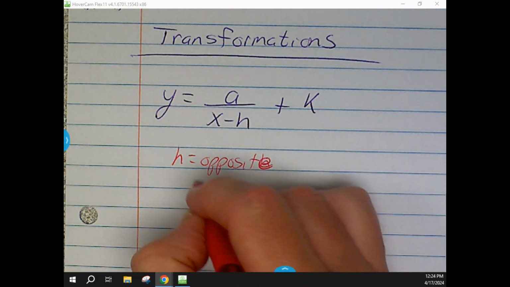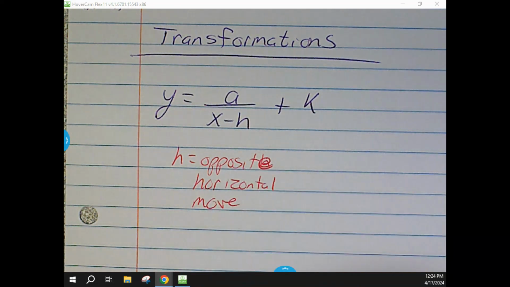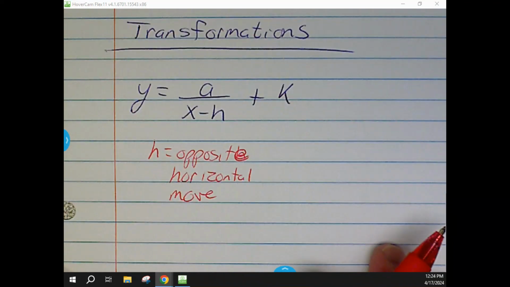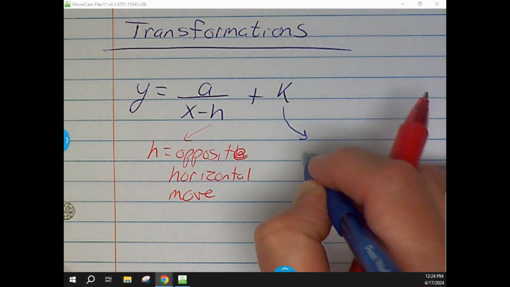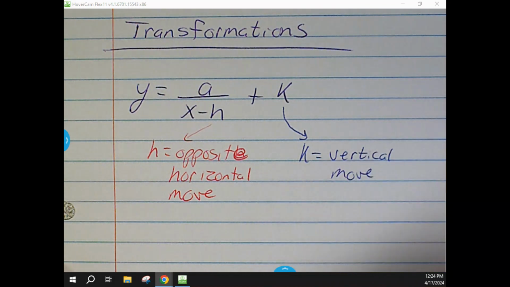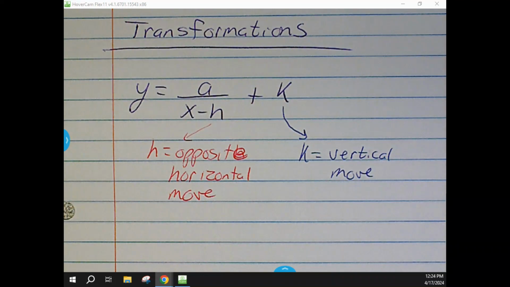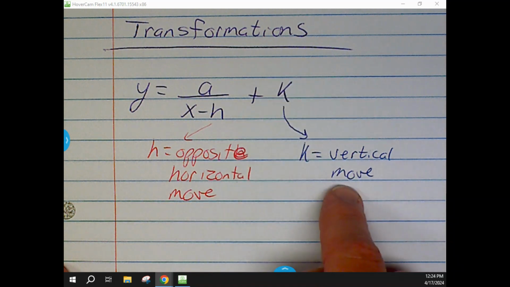Opposite horizontal. So that's how much you move in the opposite horizontal direction, whatever this h number is that's here. And then your k number that's here, that's your vertical movement, and it's not opposite. Just like if it was +2 when we were doing quadratics, you moved it up or down. If it's +2, you move it up 2. If it was -2, you move it down 2. So it's still that same thought you want to think through. Whatever's in the denominator is the horizontal movement, opposite direction. This one's going to be your vertical movement.